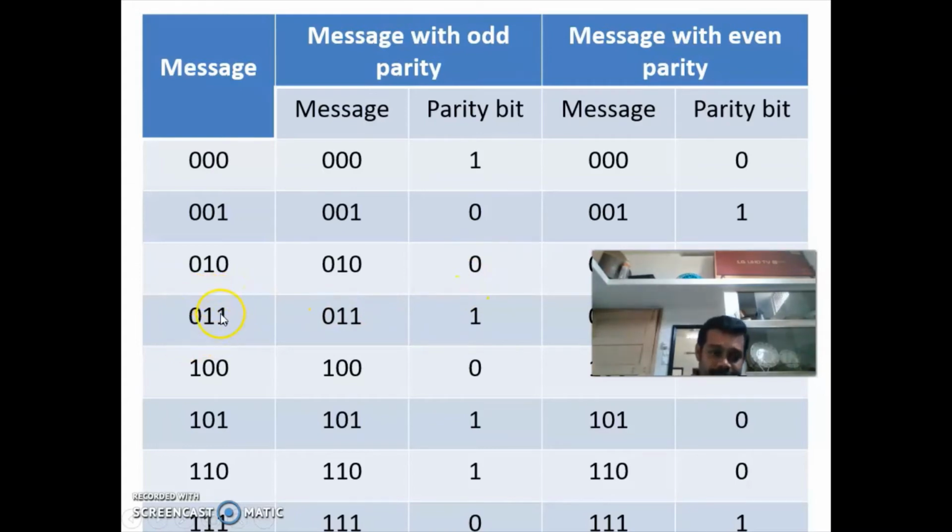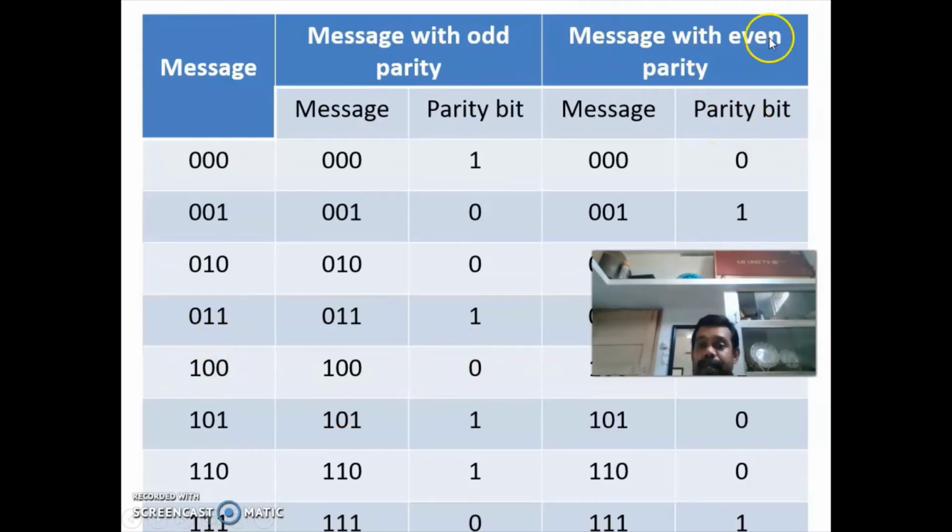Then you consider the message 011. You have two ones, so it is even. In order to make it odd, we have to add one more 1. So we make the parity 1. Totally we will get three ones: 1, 1, 1. You consider the message 100. The number of ones here is 1, which is odd. So the parity that you include is 0.